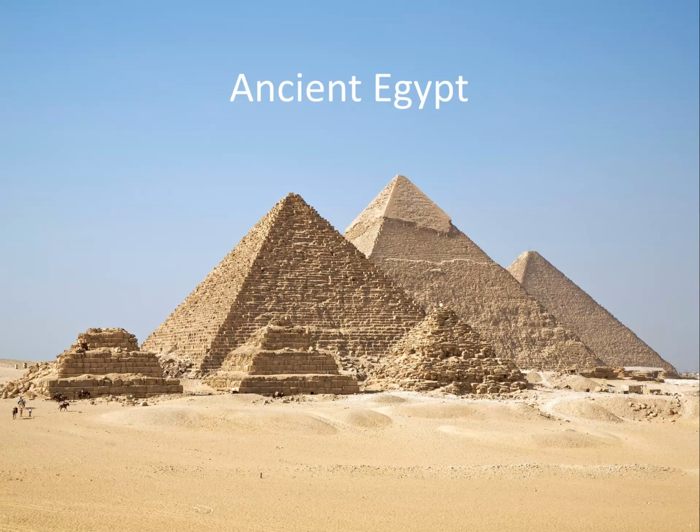So this will start our unit on ancient Egypt. For this PowerPoint, you're going to need everything in yellow. So all the text in yellow is what you're going to need to put on your study guide, and that's what will be on your quiz and help you with other things throughout the unit.